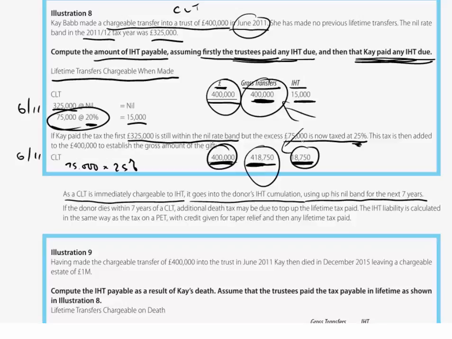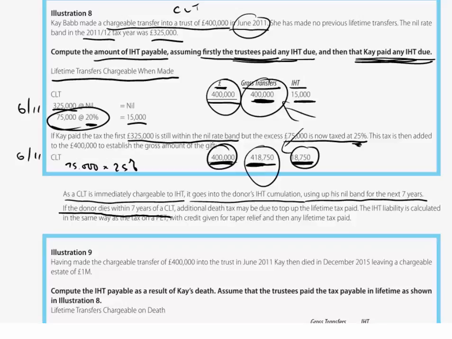So this nil rate band effectively renews itself in relation to CLTs on a 7-year cycle. The cumulative impact of CLTs is only felt over a 7-year period. It's that aspect that usually gives most of the problems so far as these computations are concerned for students studying IHT. So, as a CLT is immediately chargeable to IHT, it goes into the donor's IHT accumulation, using up his nil band for the next 7 years.